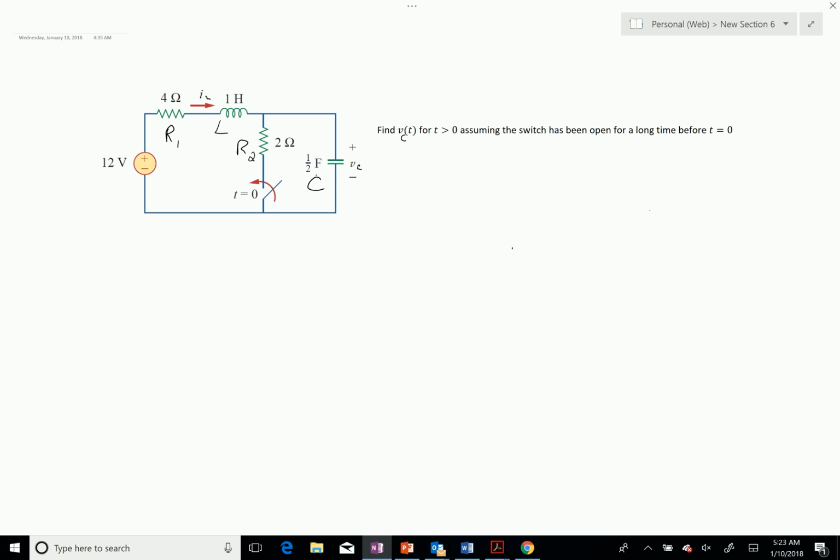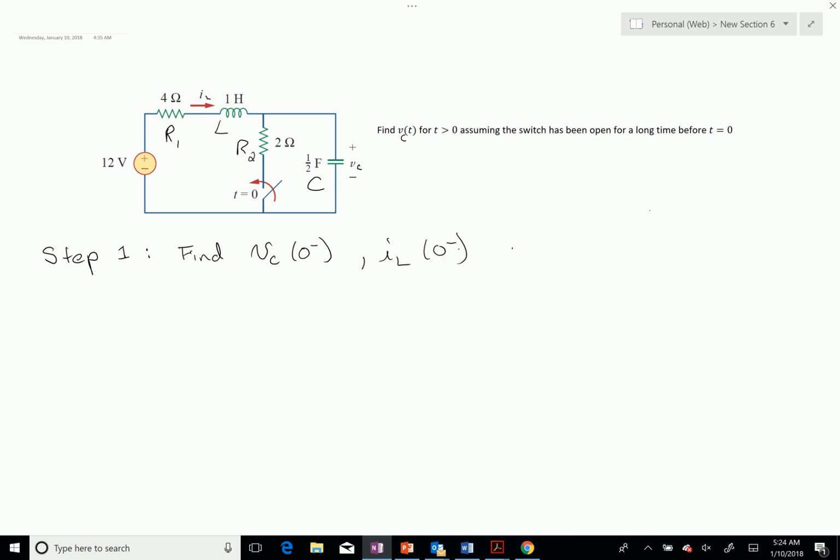All right, the first step for me is to basically always go through this circuit and try to figure out what I need to be able to calculate the initial conditions. So for me, step one is to find VC of 0 minus and IL of 0 minus.